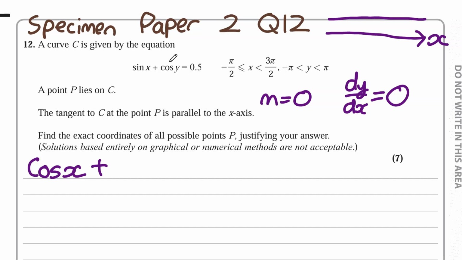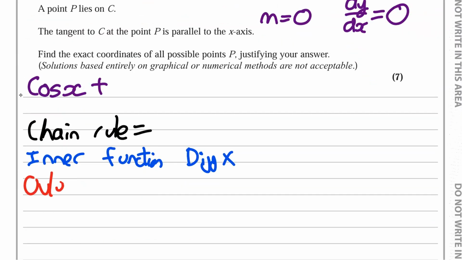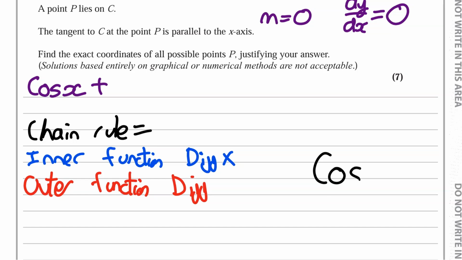One thing I talked about in the implicit differentiation video is that when you're differentiating y implicitly, you need to treat y as a function, and therefore we're going to use the chain rule to differentiate this. I've talked about the chain rule already in this video: the chain rule is equal to the inner function differentiated, multiplied by the outer function differentiated. Here we're trying to differentiate cos y.